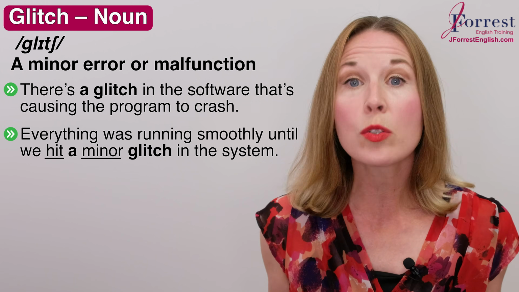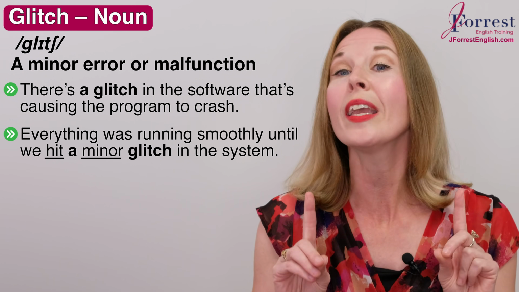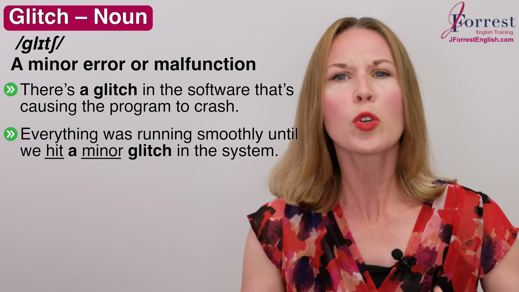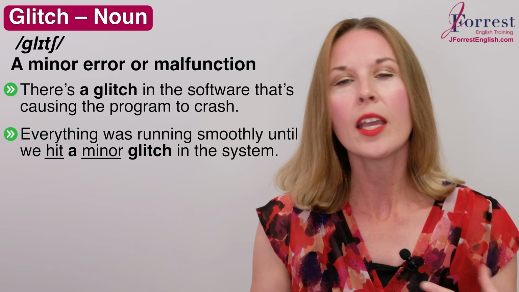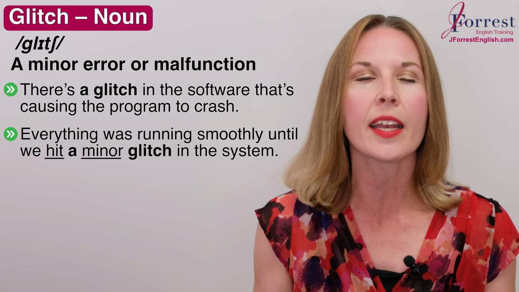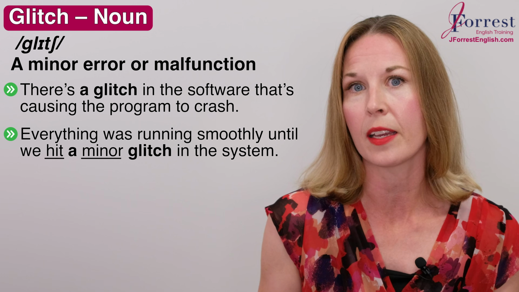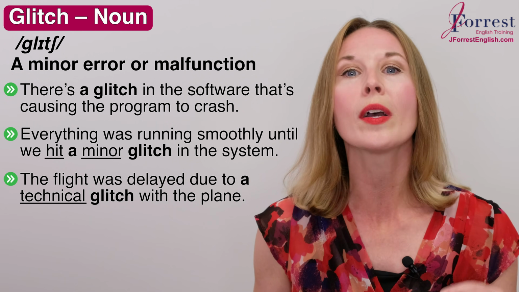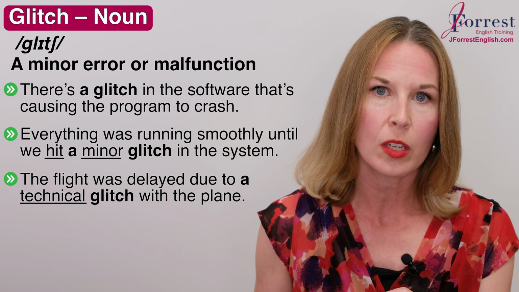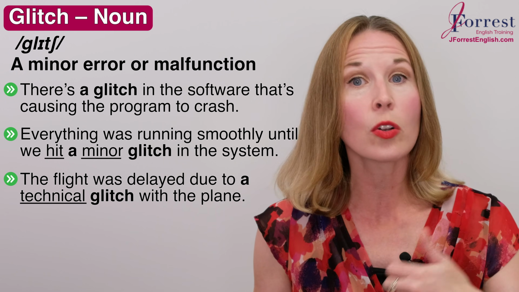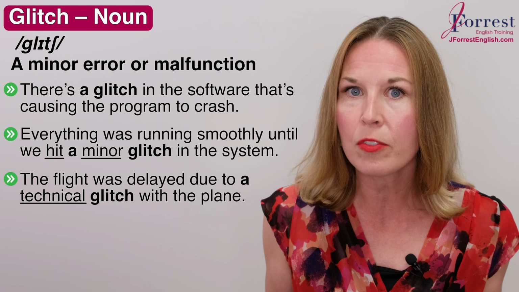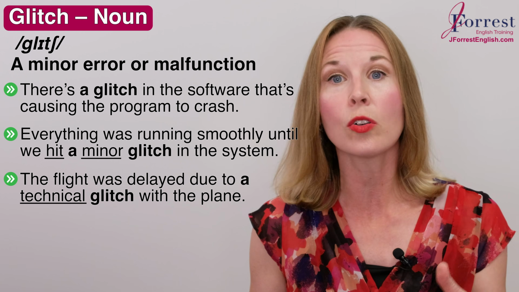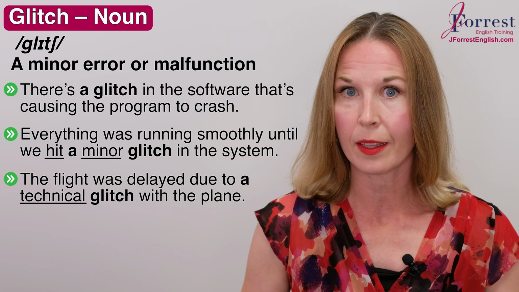Or everything was running smoothly until we hit a minor glitch in the system. So if you hit a glitch, it means you encounter it and it's sudden and unexpected. Or you might say the flight was delayed due to a technical glitch. So technical is the adjective. What type of glitch? An error related to technology, a technical glitch with the plane.